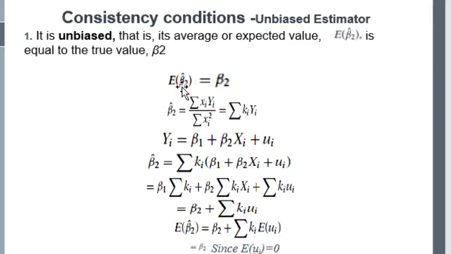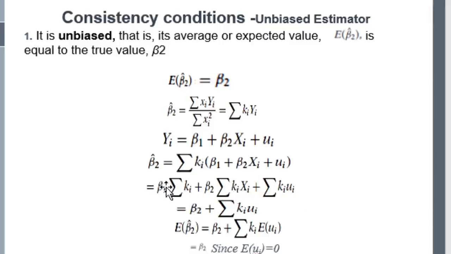The unbiased property says that the expected or the average value equals beta 2, that is, beta 2 cap equals sigma xi yi by sigma xi square. This is equal to sigma of ki yi. Then substitute yi equal to beta 1 plus beta 2 xi. Then multiply the whole term by the ki. Then use the equations sigma ki equal to 0, sigma ki xi equal to 1.